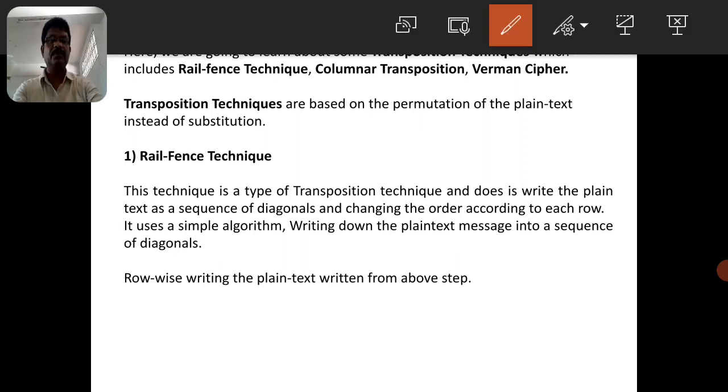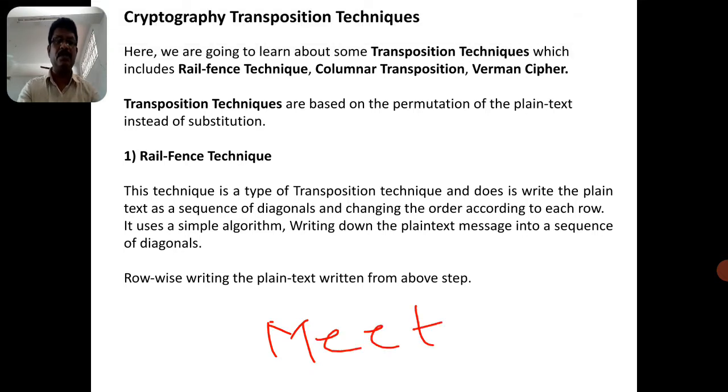Suppose we take the input data MEET. Now, what are the elements of that text? M is one element, E is another element, E is another element, and T is another element. So each element in the plain text is mapped to another element. M is mapped to another element, E is also mapped to another element, the second E is mapped to another element, and T is also mapped to another element. This is the substitution technique.